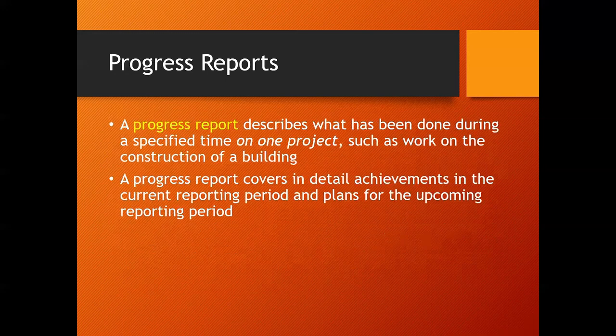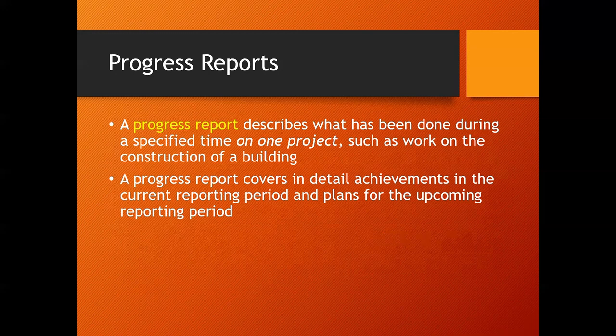A progress report is what has been done during a specific amount of time, just like a periodic report, but a progress report is on one project. Whereas a periodic report covers many different projects and many different work tasks that were accomplished, a progress report is just on one. So, a progress report is going to cover in detail anything that has happened in the current period on that specific project.